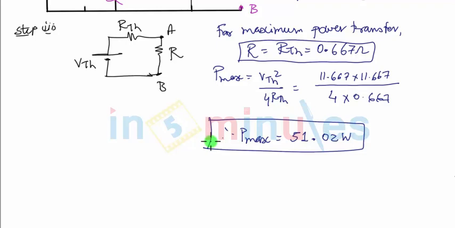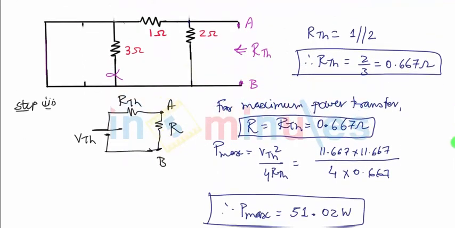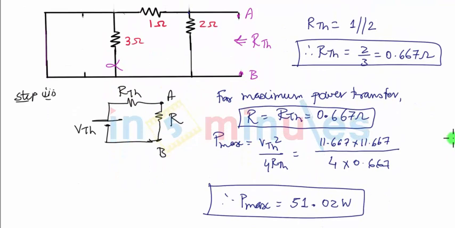So to summarize the entire question, whenever you have to find the value of resistance for maximum power transfer and the value of Pmax, you have to start with the steps that we use in the Thevenin's analysis. Find out VTH first and then RTH, and your Pmax will be VTH square upon 4 RTH, and maximum power will be transferred for R equal to RTH.